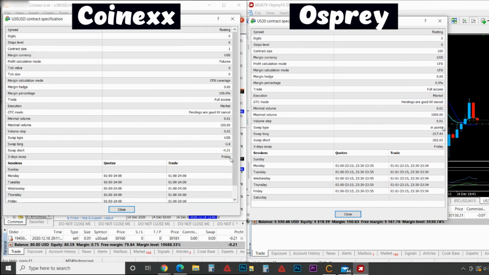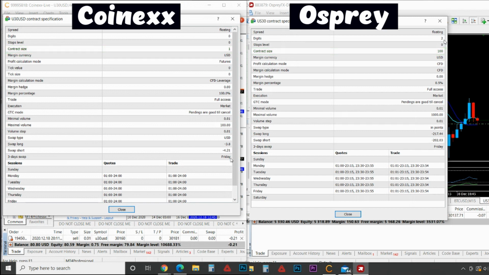So if you guys want me to, I will go in depth as far as what each of this means as far as different calculations and stuff like that. Just let me know in the comments if that's something that you guys would like to see. What you see right here is the contract size. The contract size on the CoinEx, you can see it is a 1. The contract size on Osprey is 100.